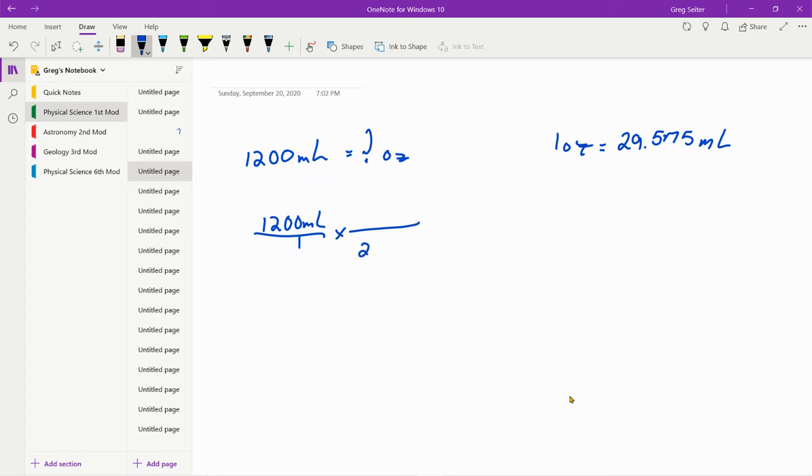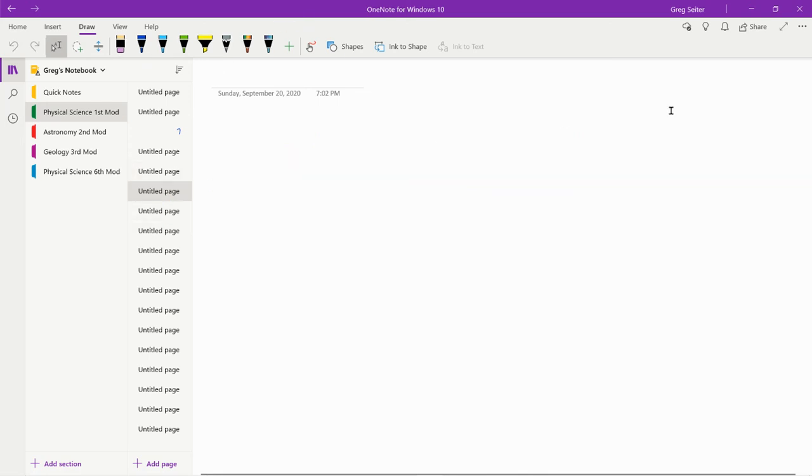29.575 milliliters over 1 ounce. We'll cancel this out. Multiply, remember, multiply straight across. 1,200 milliliters over 29.575. Divide that out. That'll give you your answer in ounces. Okay, check the next one.